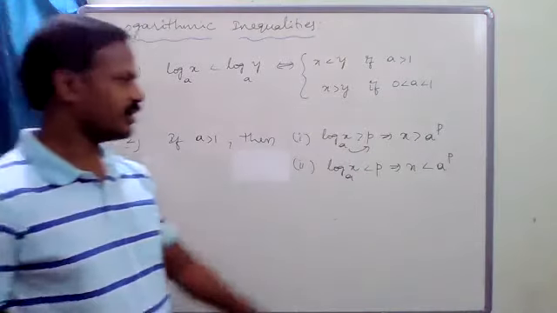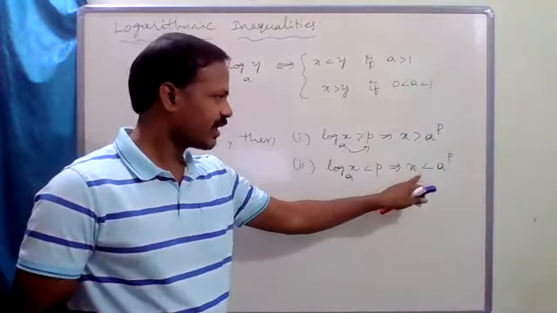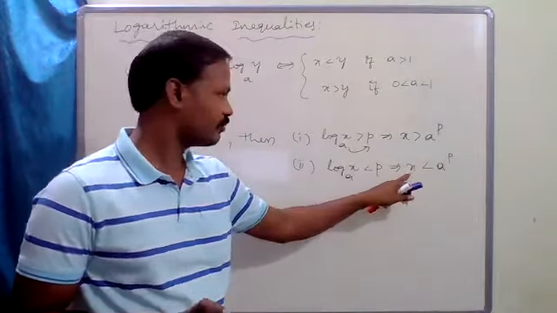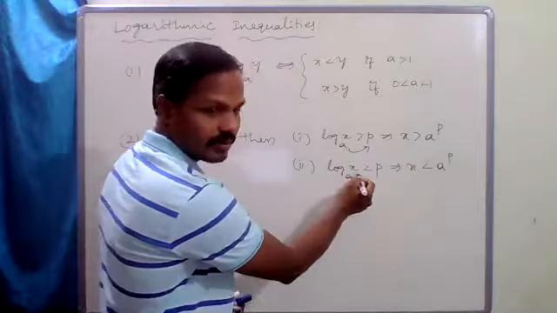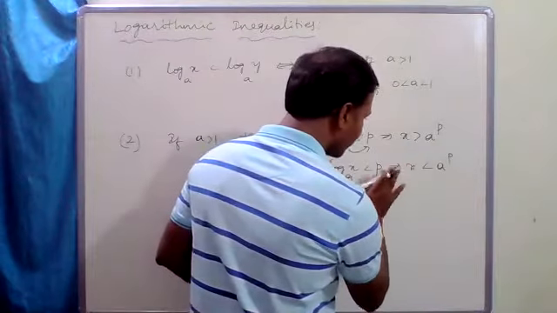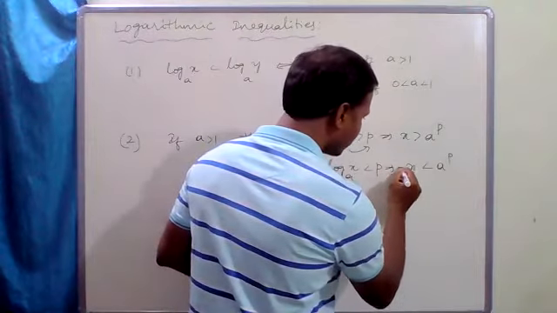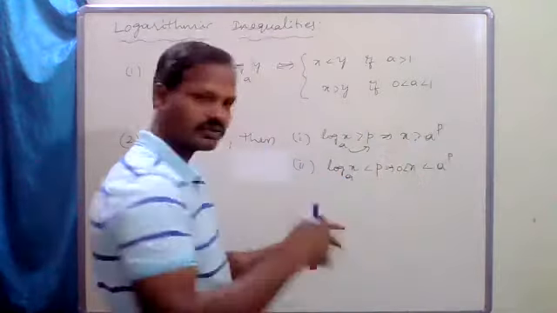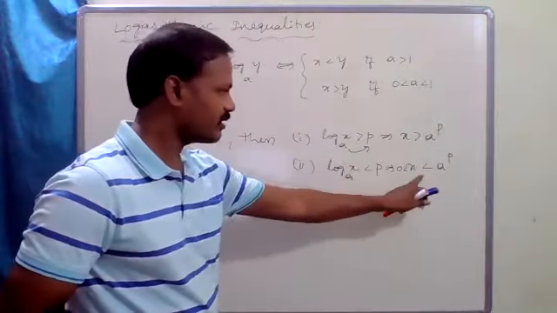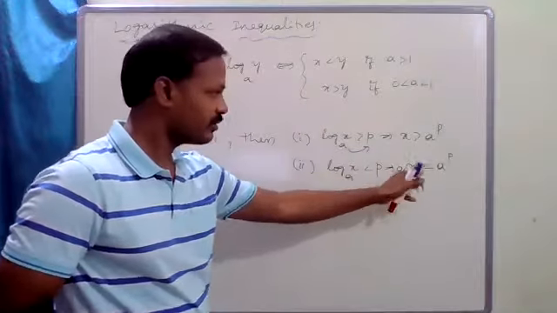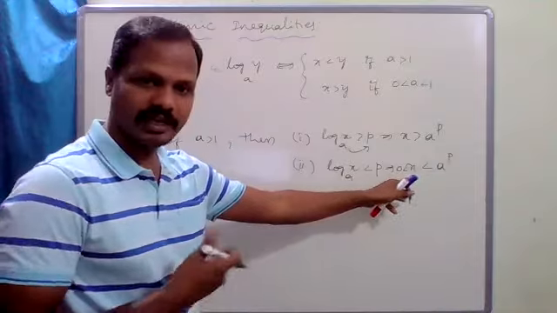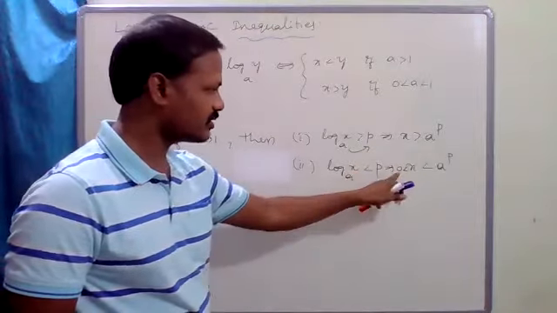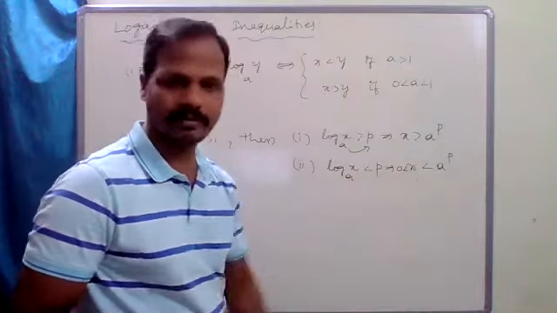Here one more important thing: for x less than a power p, x should not be negative because x is in the domain of log. So you have to write 0 less than x. Here, for x greater than a power p, this is positive, so there is no need to mention anything. But x less than a power p may be possible for negative values also. But x is in the domain of log, so 0 less than x less than a power p.